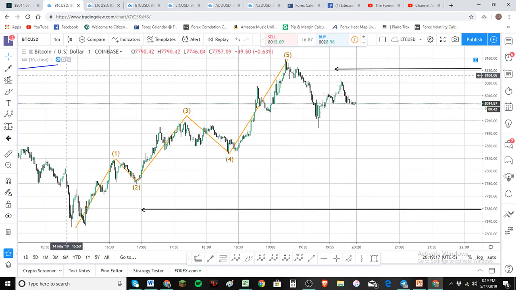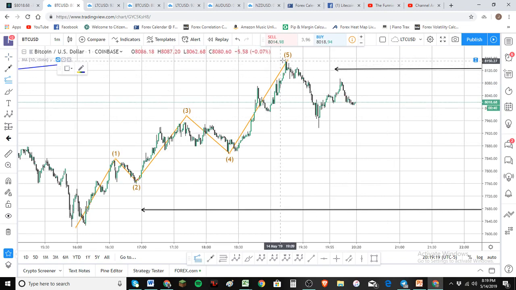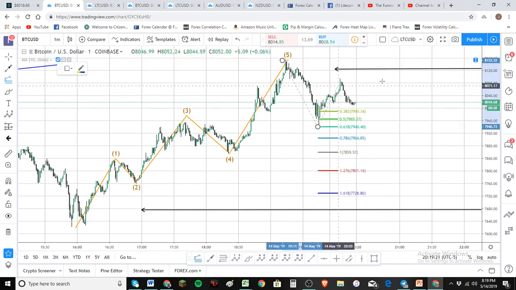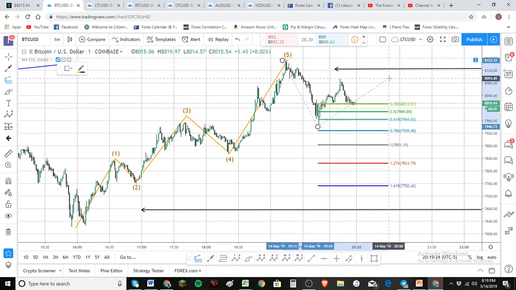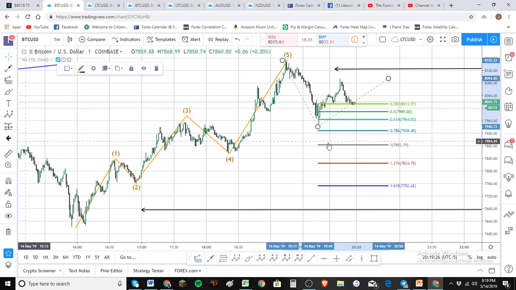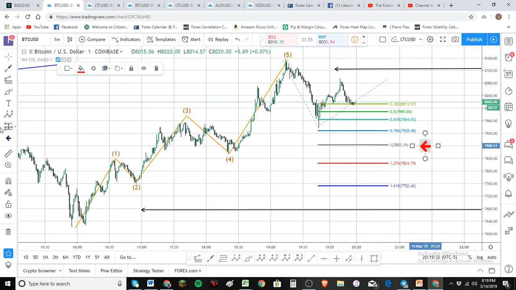So what I want to do is project where this target for my entry is going to be. So here's what we're going to do. I'm going to make 2 targets. First target is going to be the 1-to-1 extension right here, and the second target is going to be the 1.276 right there. So I'm looking and watching price around those areas.